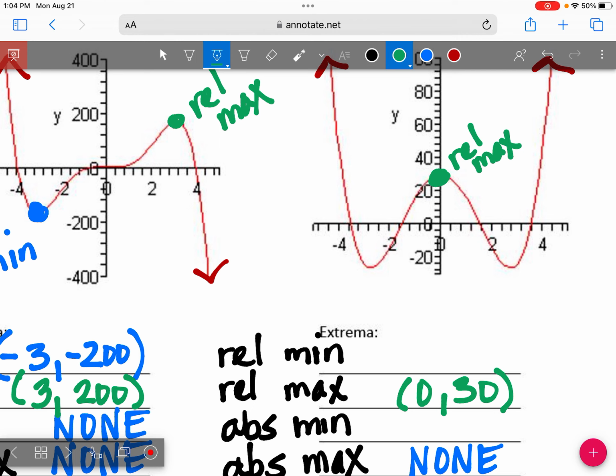All right, now these two, and we're going to do some more examples tomorrow, but it's difficult to tell which one of these is lower because they look like they come down at the same point. So we're going to call both of these an absolute. So we have an absolute at -3, 20. And at +3, 20. And we don't have a relative min.